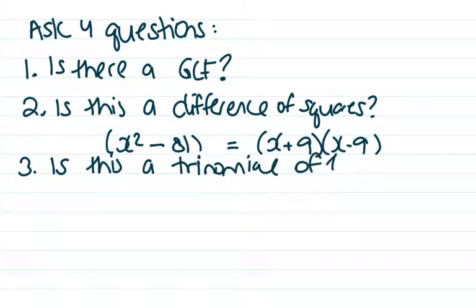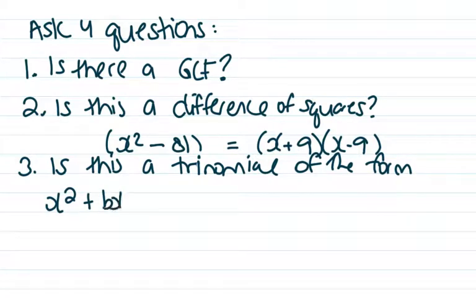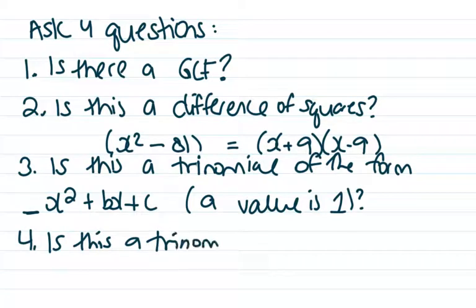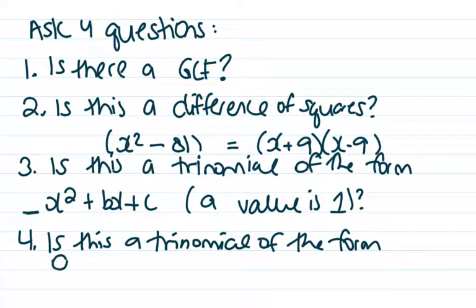Of the form x squared plus bx plus c. So in front of the x squared, there's no number, meaning the a value is 1. Or the last question we ask, is this a trinomial of the form ax squared plus bx plus c. So that is when there's a number in front of the x squared, so the a value is not 1.